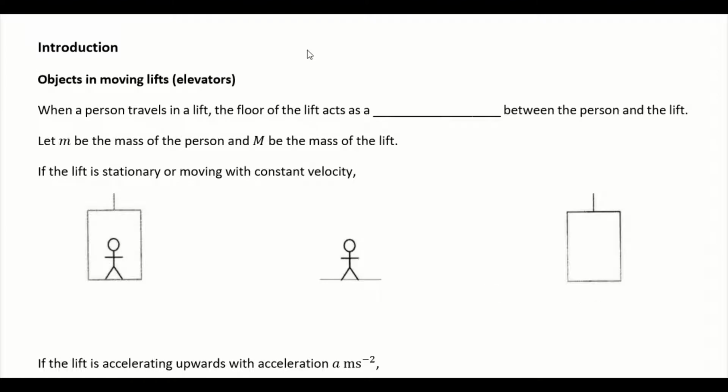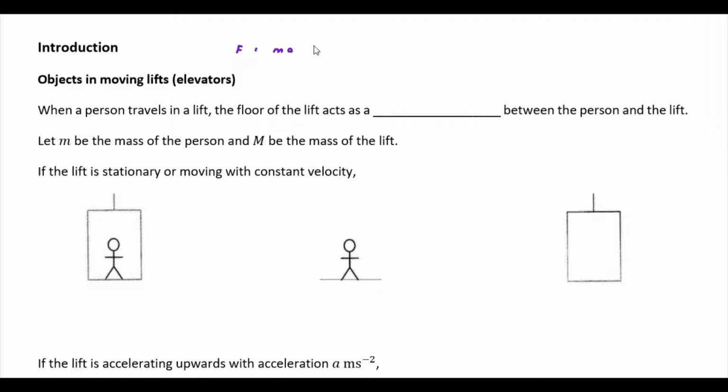Objects in moving lifts. There will be two main theories that we'll be using for today's lesson. The first one is Newton's second law of motion, F equals ma. That's basically the main formula that we'll be using today. Then we'll also be doing some Newton's third law of motion. It's just using the concept, like for every force, there will be an equal and opposite force.